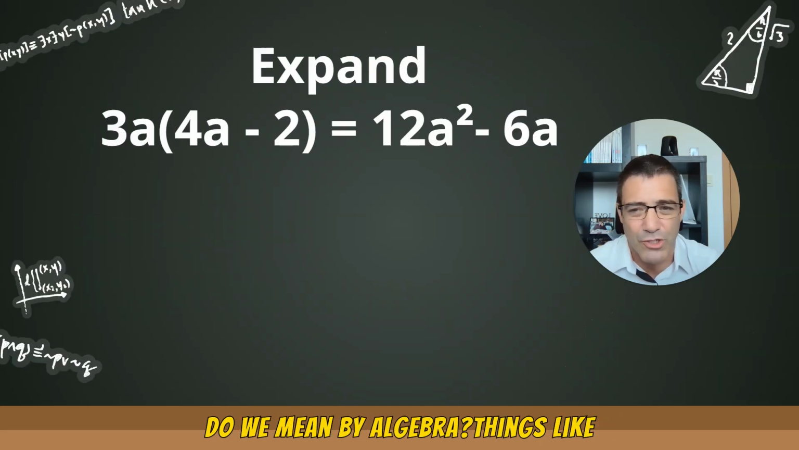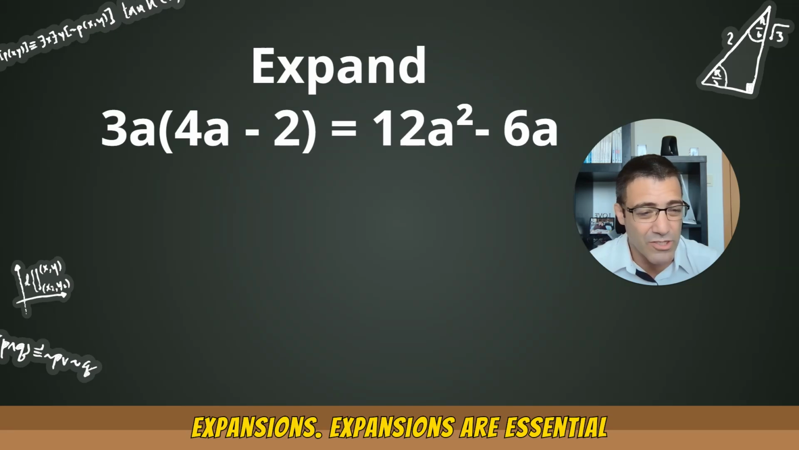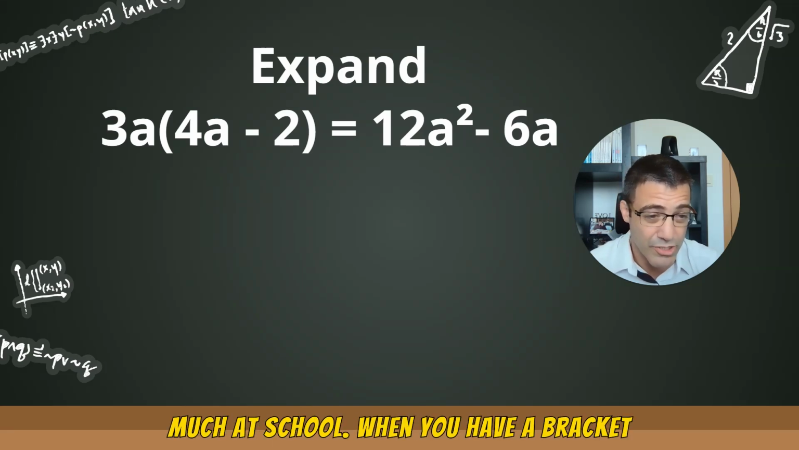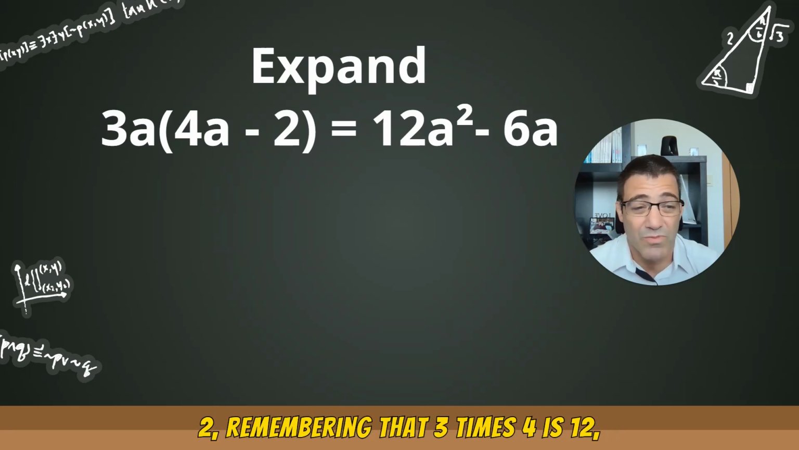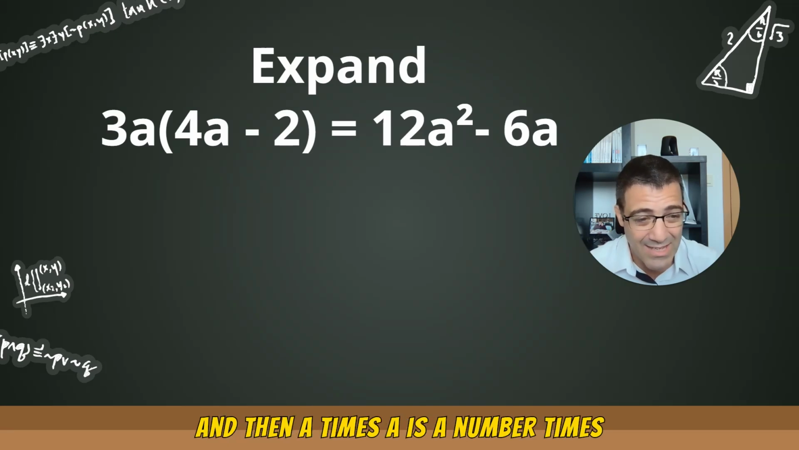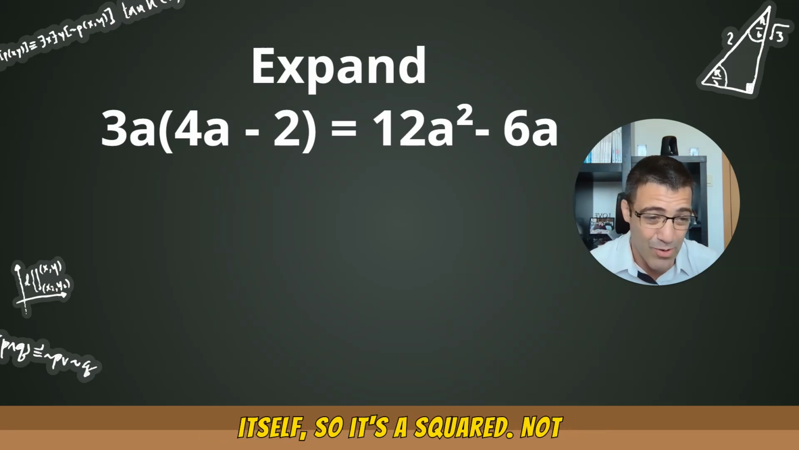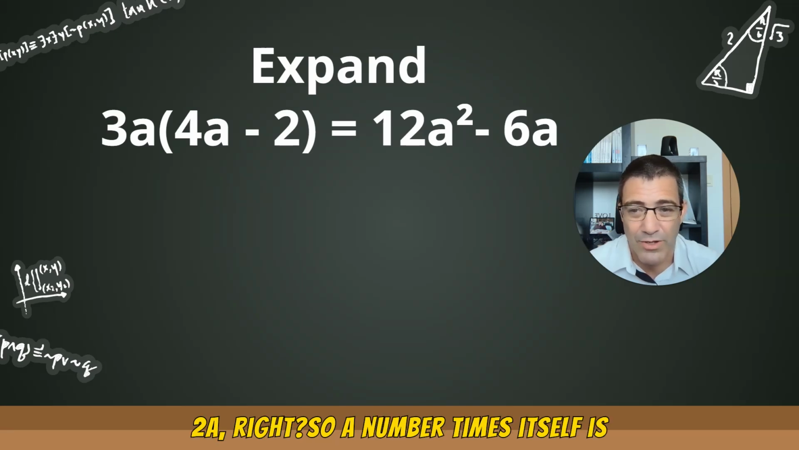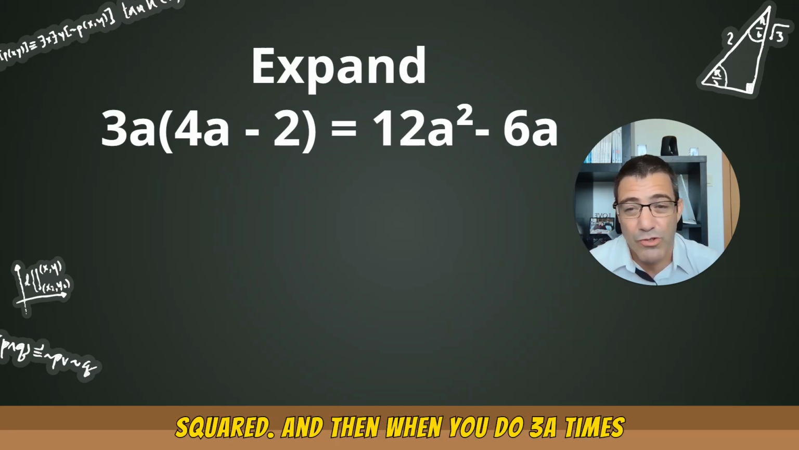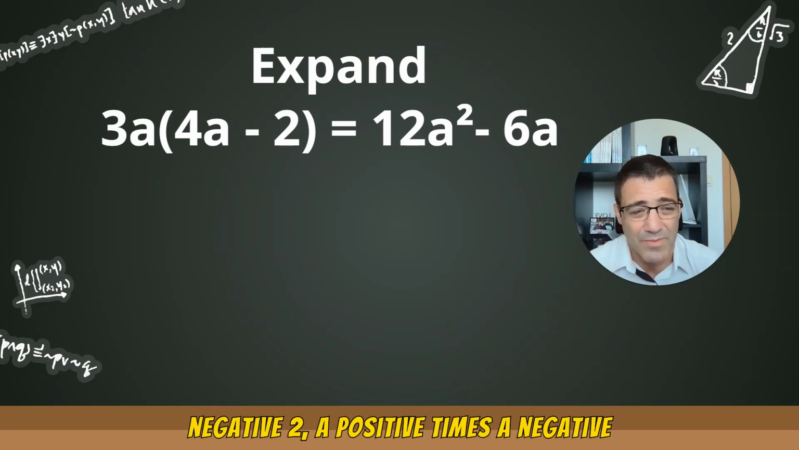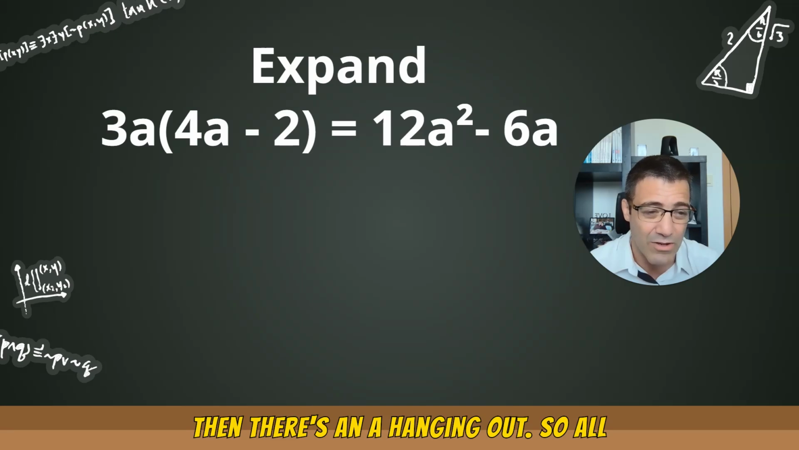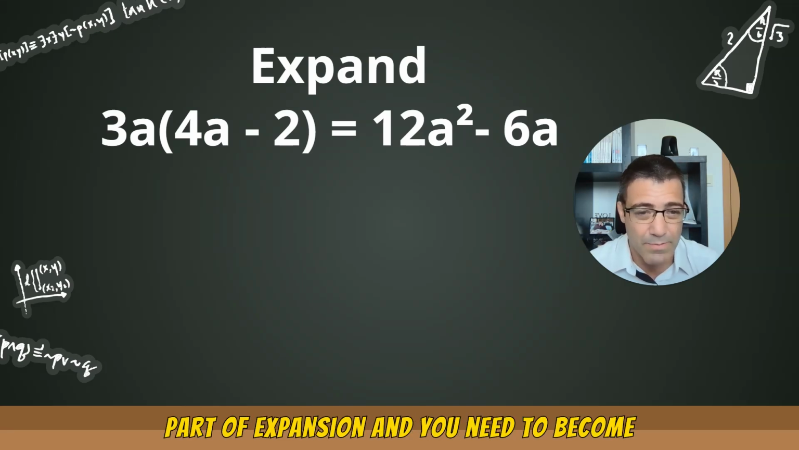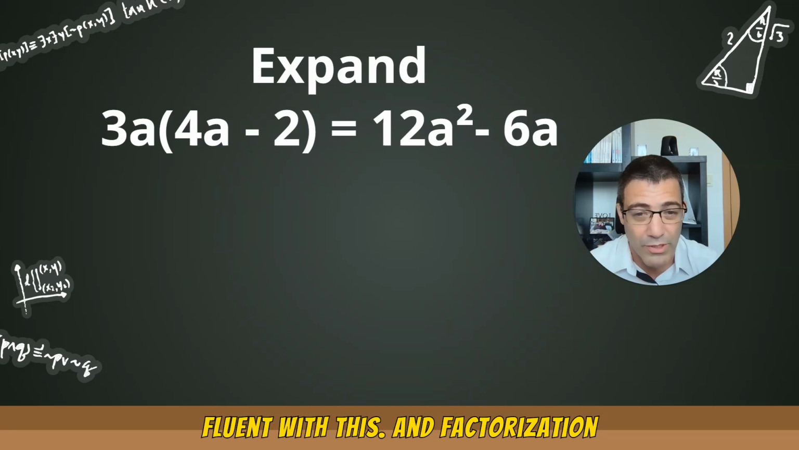So what do we mean by algebra? Things like expansions. Expansions are essential skills. That's why we drilled them so much at school. When you have a bracket and it's like 3a multiplied by 4a minus 2, remembering that 3 times 4 is 12, and then a times a is a number times itself, so it's a squared, not 2a, right? So a number times itself is squared. And then when you do 3a times negative 2, a positive times a negative is a negative, and then 3 times 2 is 6, and then there's an a hanging out. So all these things are super important. This is part of expansion, and you need to become fluent with this.